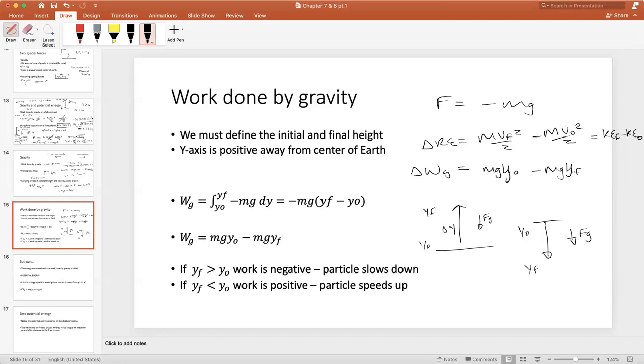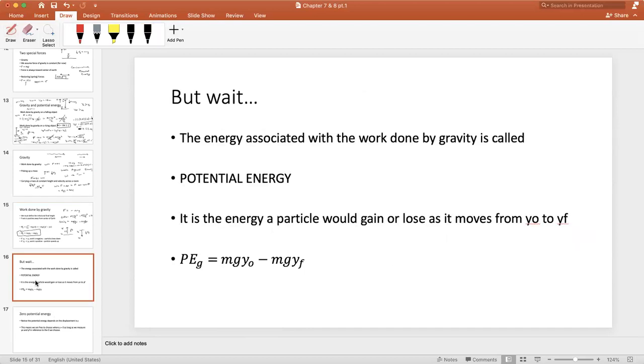When y initial is greater than y final, the force of gravity and the change of y are in the same direction, and the particle speeds up. We have to have y be positive up in order for this to be true. It has to be true. You'll see why in a minute.